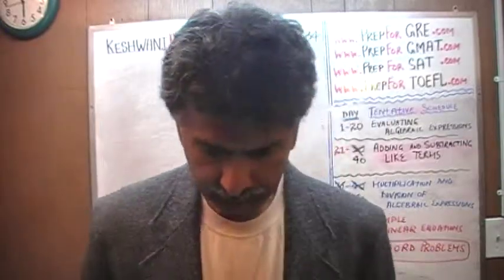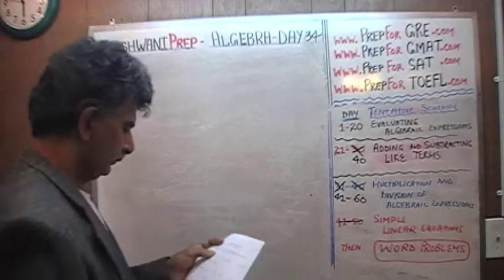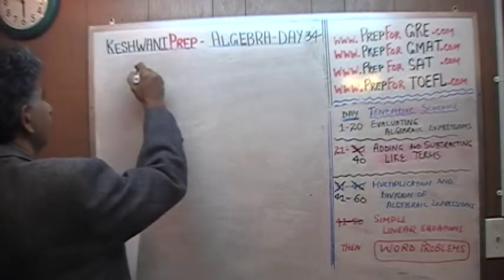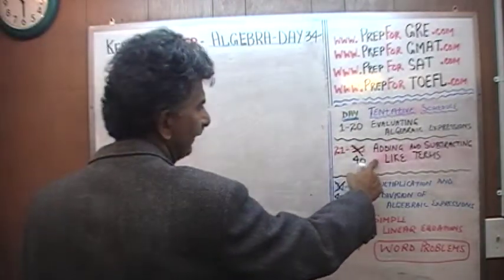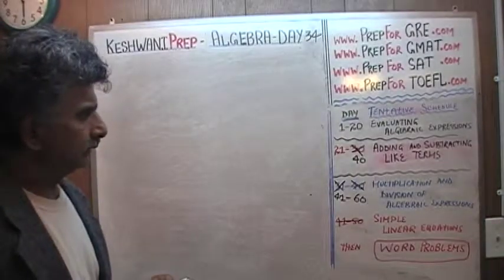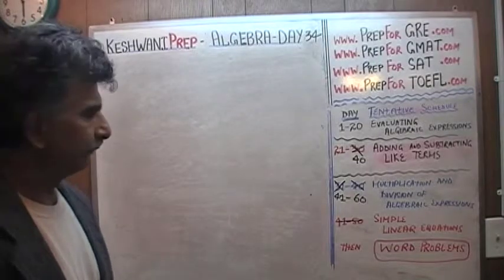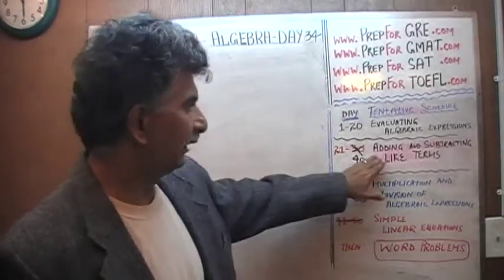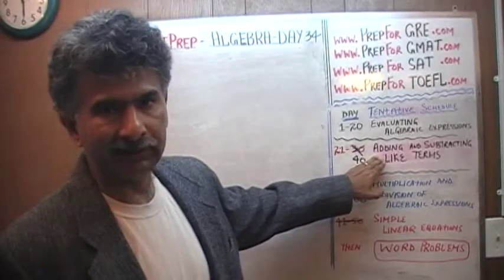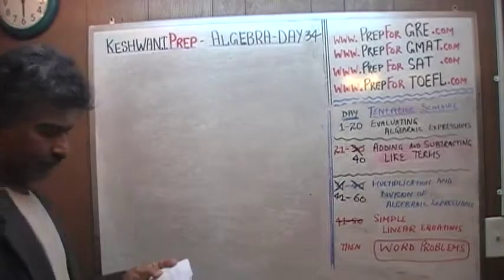Today is our lesson number 34, day 34. Here's the problem. We are finding the sum and the difference of like terms. For a second I forgot the antonym of sum. Sum and the difference, or addition and subtraction, or adding and subtracting of like terms, similar terms.